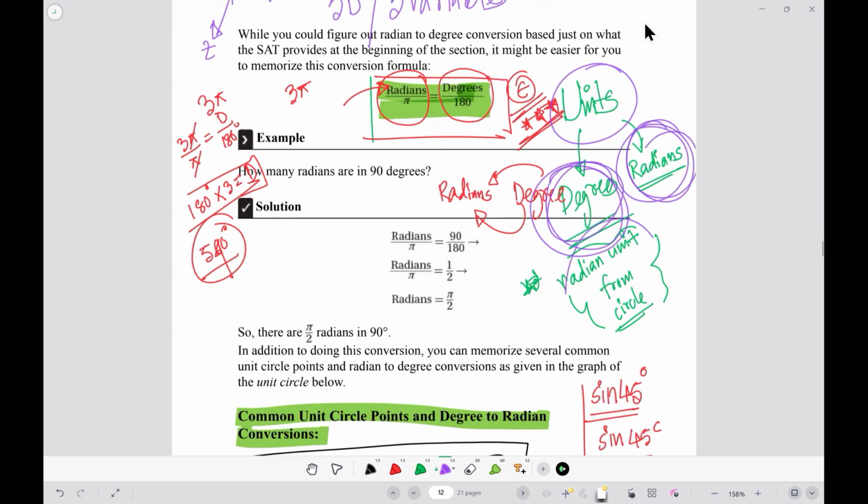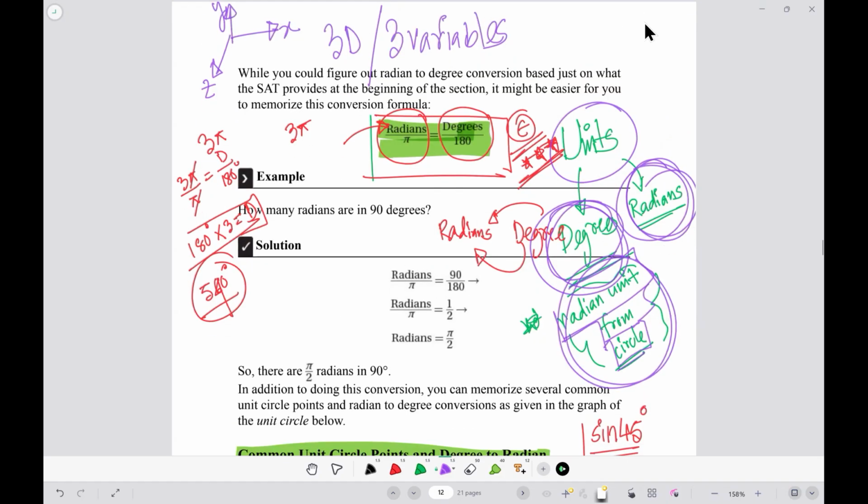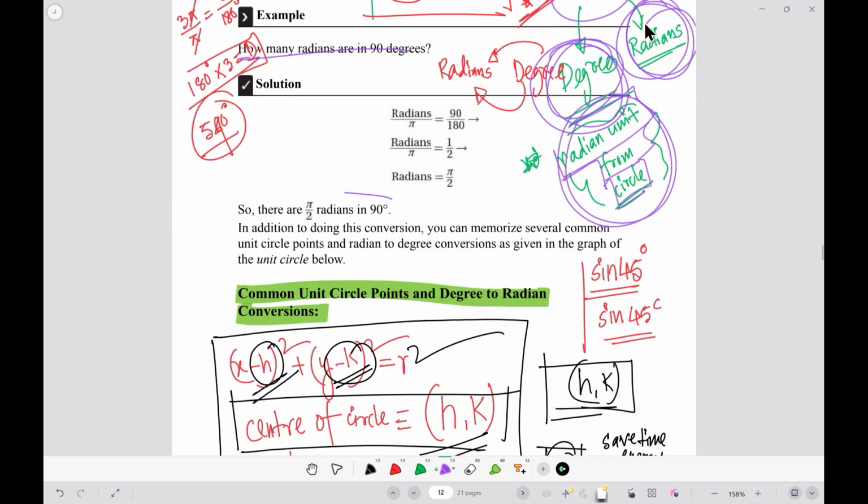And radian units are coming from the circle. Basically, we can relate it to the circle, and we can convert between degrees and radians by using this formula. They're saying that pi by 2 radians equals 90 degrees.